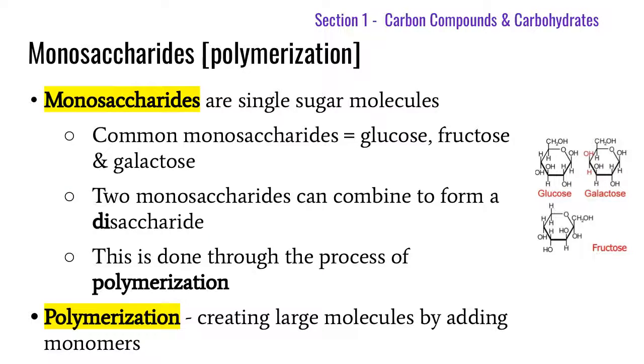So what we can do is we can take two monosaccharides like glucose and fructose, and we can combine them to form a disaccharide. Remember, di means two, saccharide means sugar, so two sugars. And we can do this through a process called polymerization. So polymerization is creating large molecules by adding monomers. So poly, again, means many, mer, subunits, ization, it's saying that we're going to take many subunits and connect them. So it's all about breaking down these words in this unit.